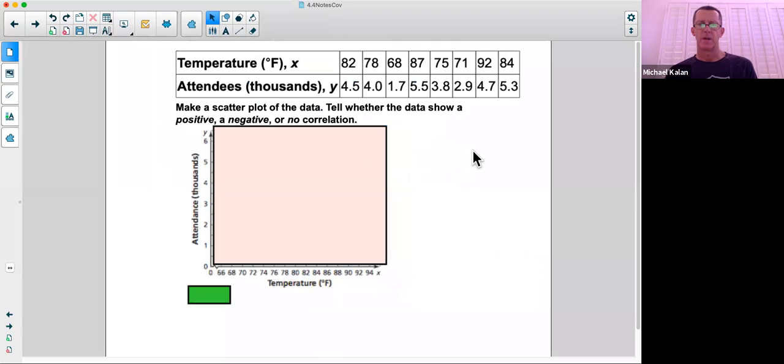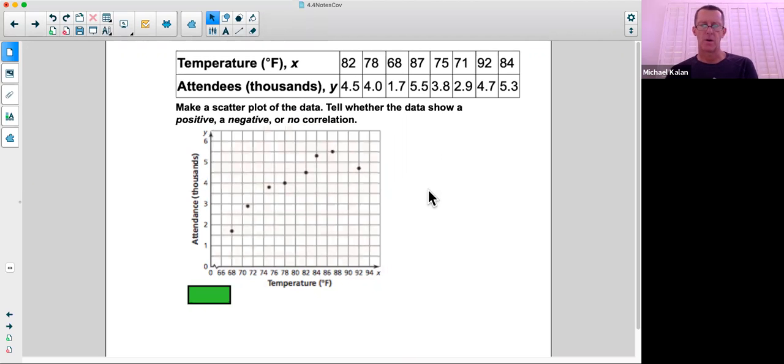Okay, so here, I want you to make a scatter plot of the data. You're told that the temperature in Fahrenheit is your X value. The attendees in thousands of people is your Y. Make a scatter plot of the data, and then let's determine whether it's positive, negative, or no correlation. So you should have 8 points on your graph when you finish. Go ahead and pause, do it, and then tell me what you think your correlation is, if there is one.